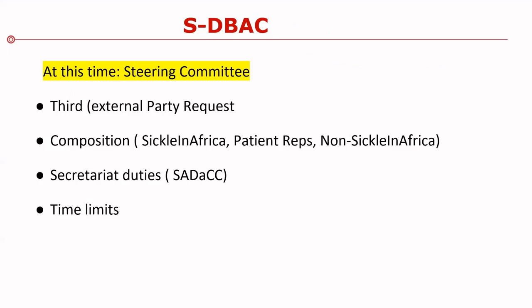Should we have patient representatives in the DBAC or in whatever committee we set up to make decisions on data and sample use? And how many of them? Should we also bring in non-Sickle in Africa members? How many and who should these people be? And to also discuss time limits. So how long does it take from the time you request access to the time you get a response from the consortium? I already mentioned that SADC will provide secretarial duties for that.